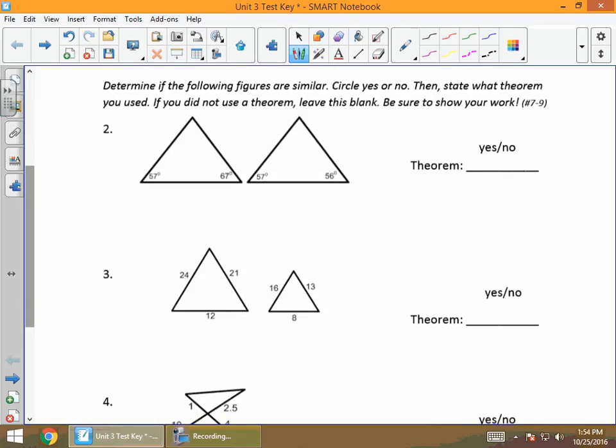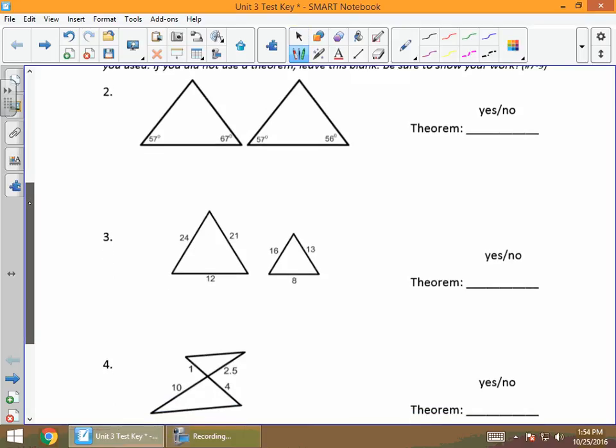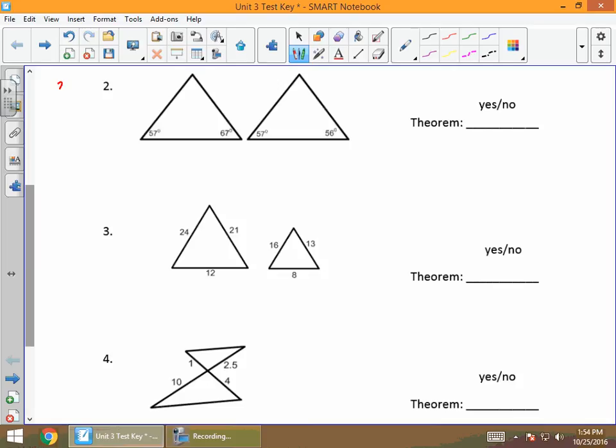All right, and then we have 2, 3, and 4. All of them have the same directions. Determine if the following figures are similar. Circle yes or no. So you have to circle yes or no. That's worth a point. Then state what theorem you used. If you did not use a theorem, leave this blank. Be sure to show your work. Okay, so I can tell you this, point-wise. Question number 2 is worth 2. Question number 3 was worth 1. And question number 4 was worth 2. You'll see why it's worth 1 here in a second.